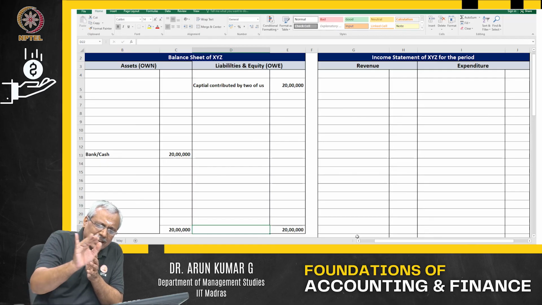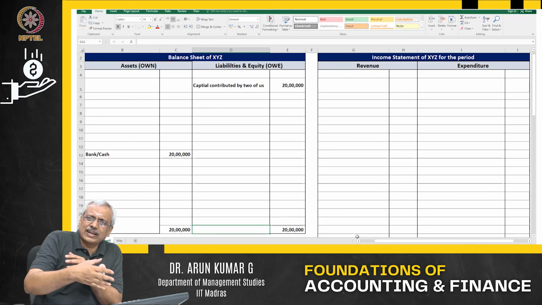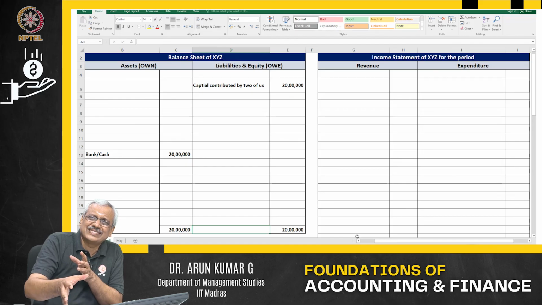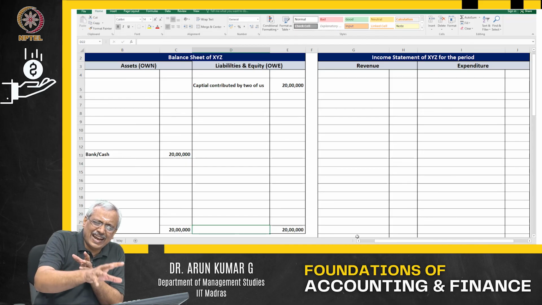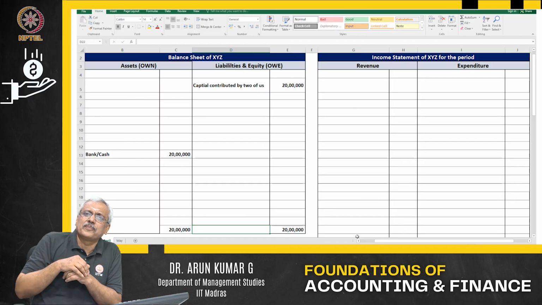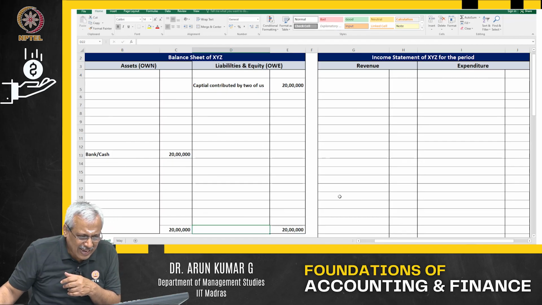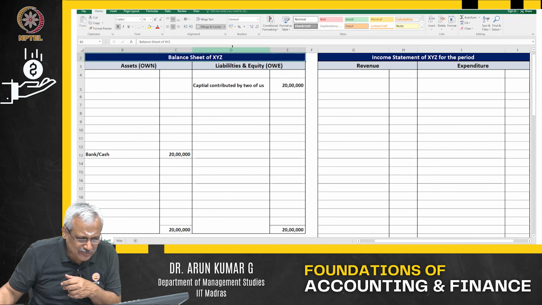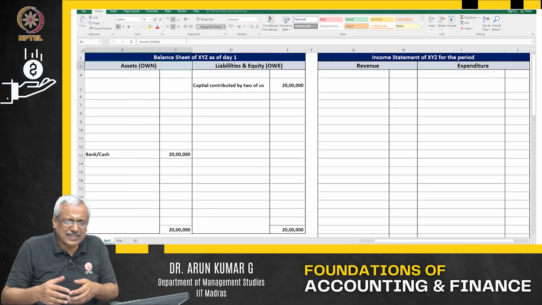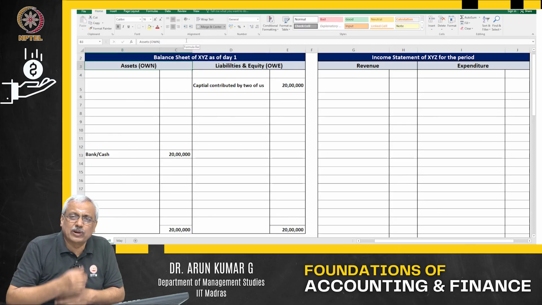Okay. Let me take up one more transaction. I am going to take up about half a dozen transactions, for you to understand the interactions between the profit and loss statement and the balance sheet. This is, let us say, the balance sheet of XYZ as of day 1, whatever may be day 1. You can say today is day 1 or whatever date you want, you can put it up.